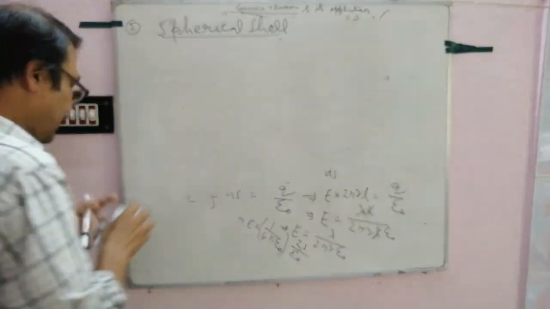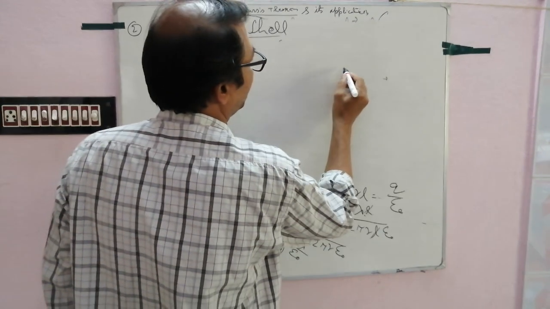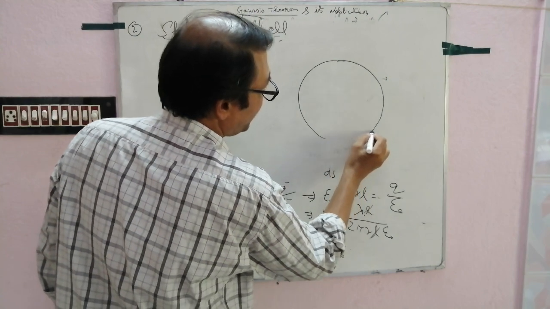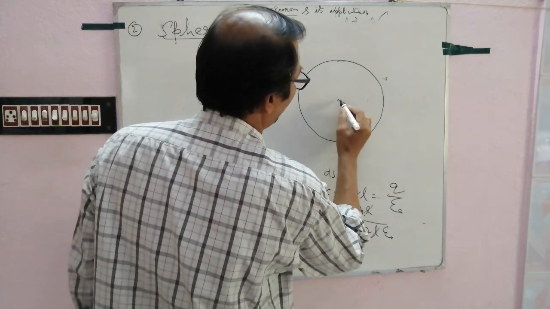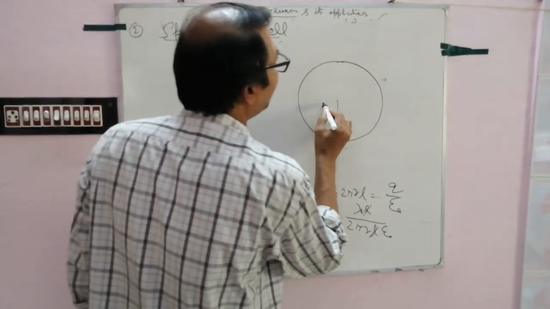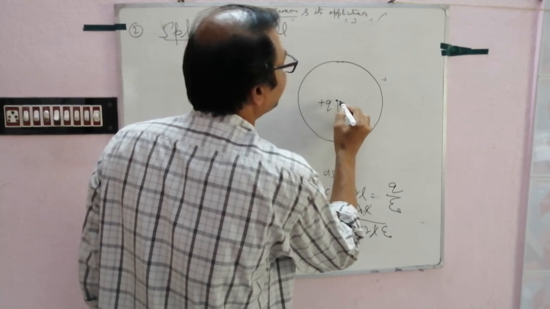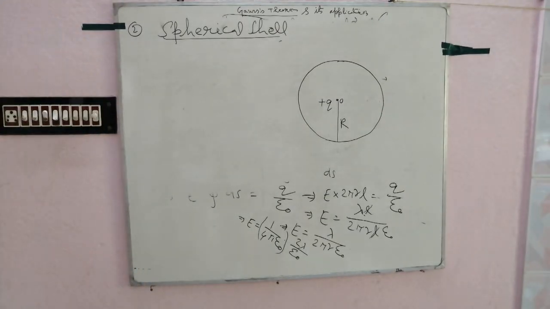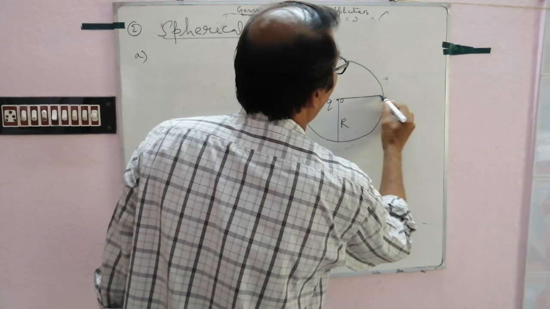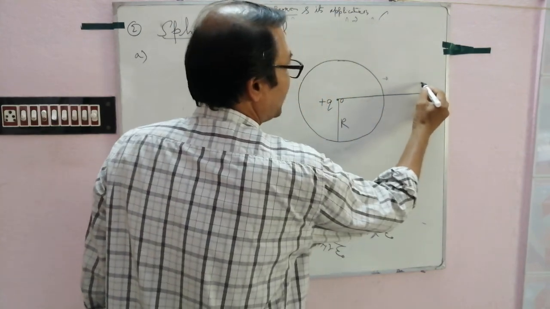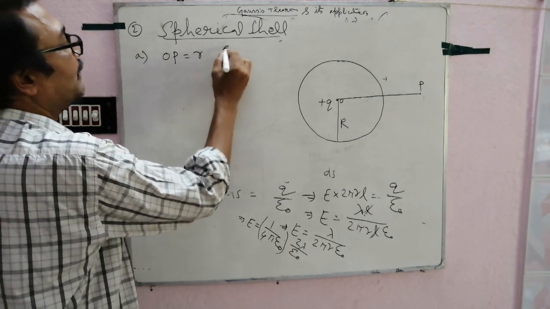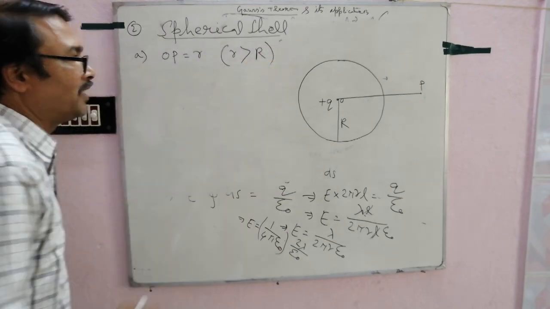Second application, thin spherical cell. Suppose this is a thin spherical cell of radius capital R. Q be the charge at the center O. Now we have to find out the electric field at a distance r outside the cell, at P, where OP equals r, that is r is greater than the radius of the sphere.